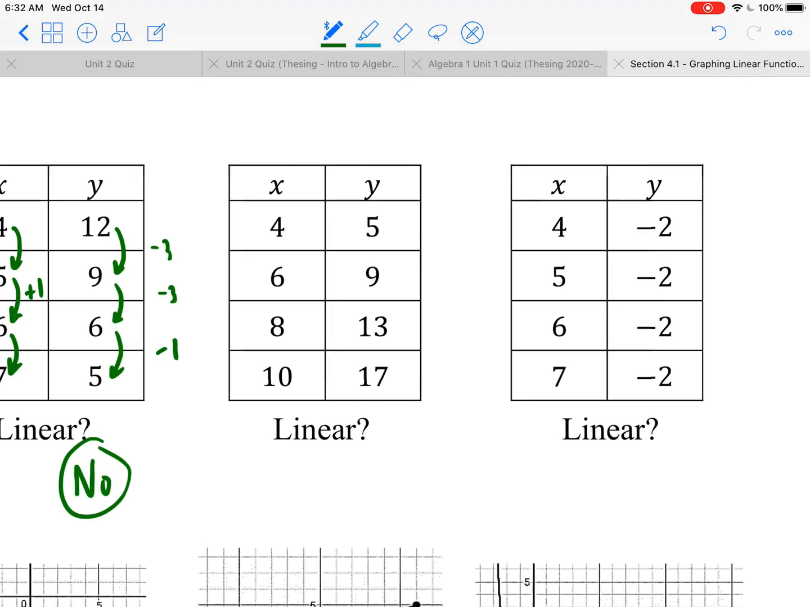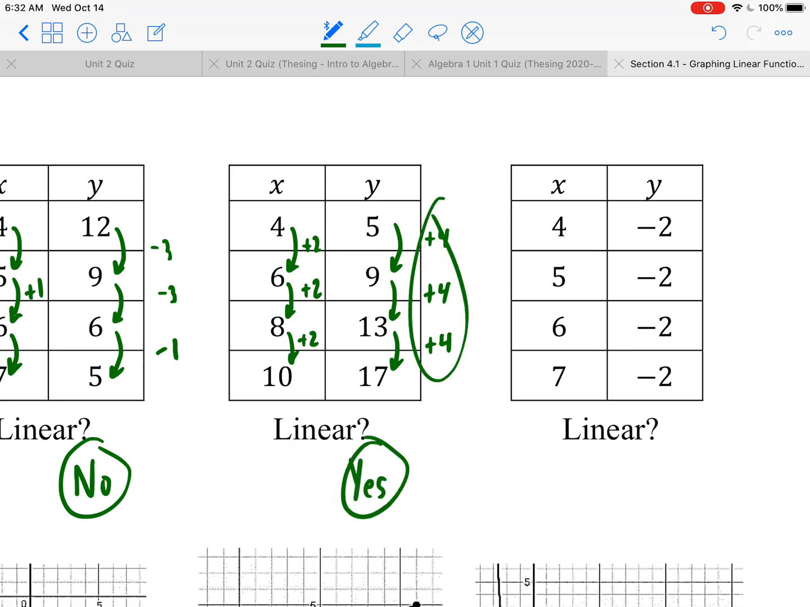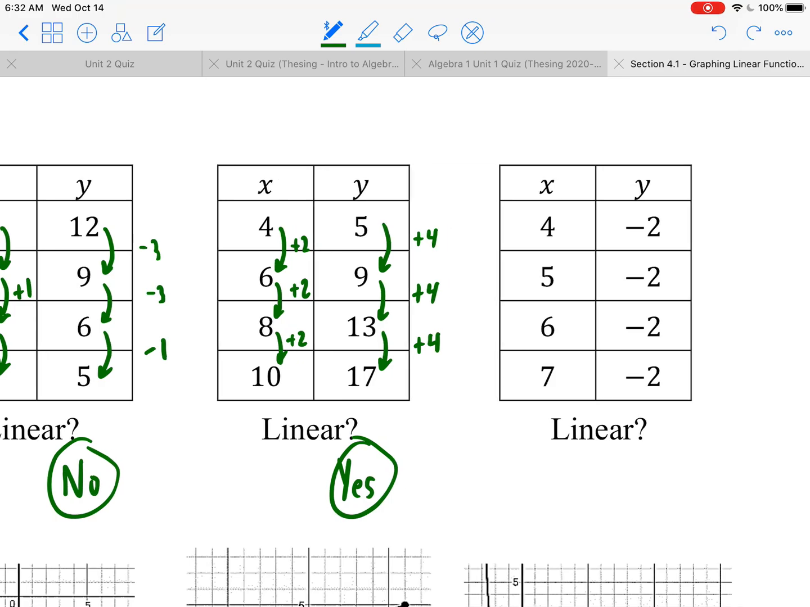Okay, next one, 4 to 6, so 6 to 8, 8 to 10. So we're going up +2 every time here, right? What are the outputs doing? It's +4, +4, +4. Cool, yep. So this is linear. Even though we're going up 2, that trips people up sometimes. That's fine. As long as the outputs are going up by the same amount every time as well, we're good.